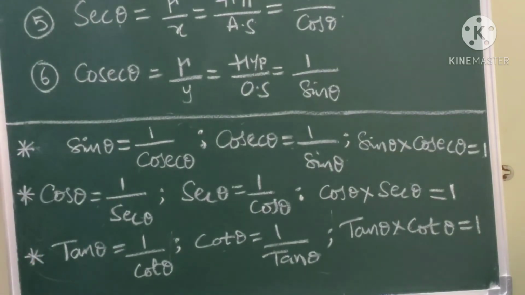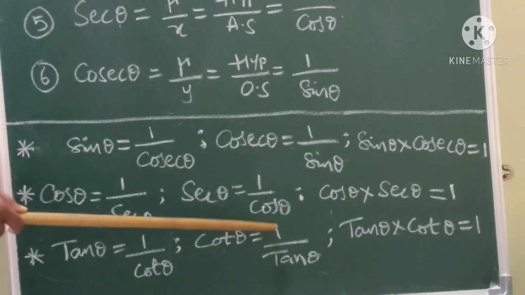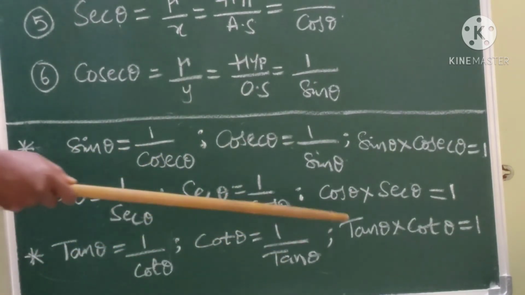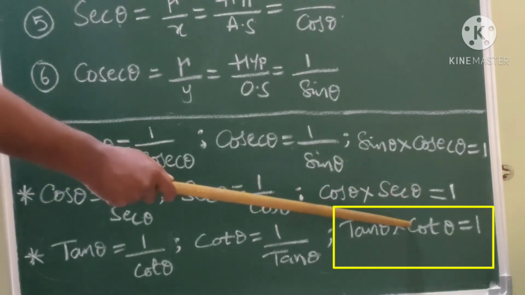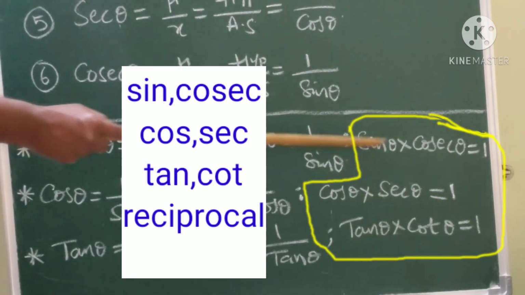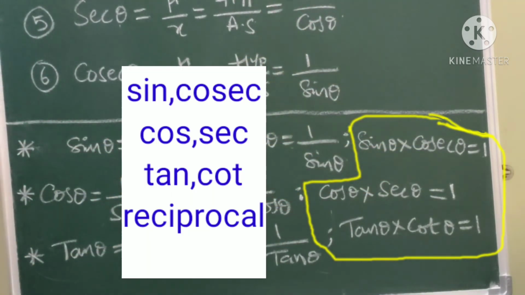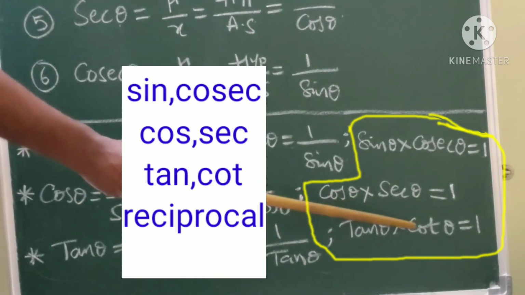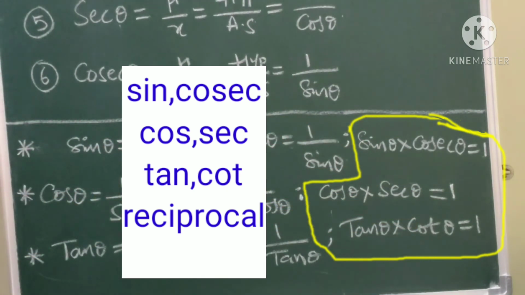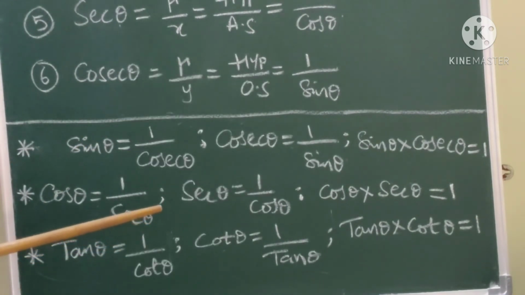And finally, tan theta is equal to 1 by cot theta, and cot theta is equal to 1 by tan theta. Finally, tan theta into cot theta is equal to 1. That means sin theta and cosec theta, cos theta and sec theta, tan theta and cot theta are reciprocal to each other. And this is the introduction about trigonometric ratios.